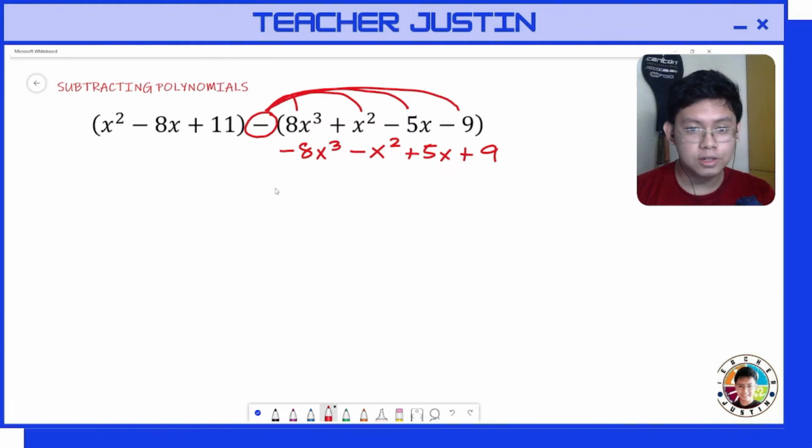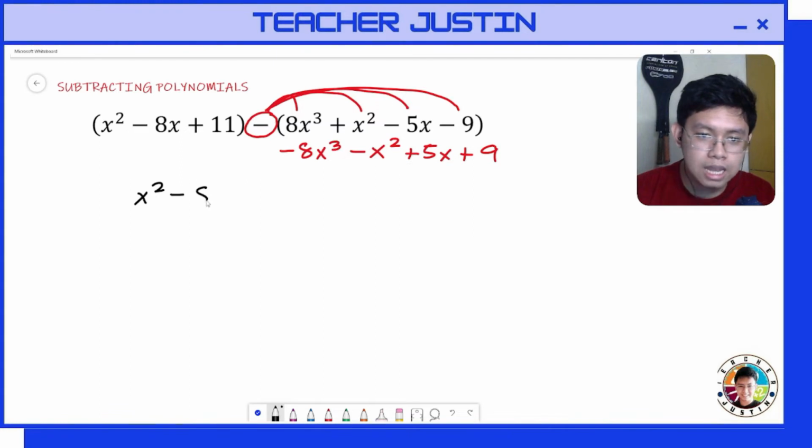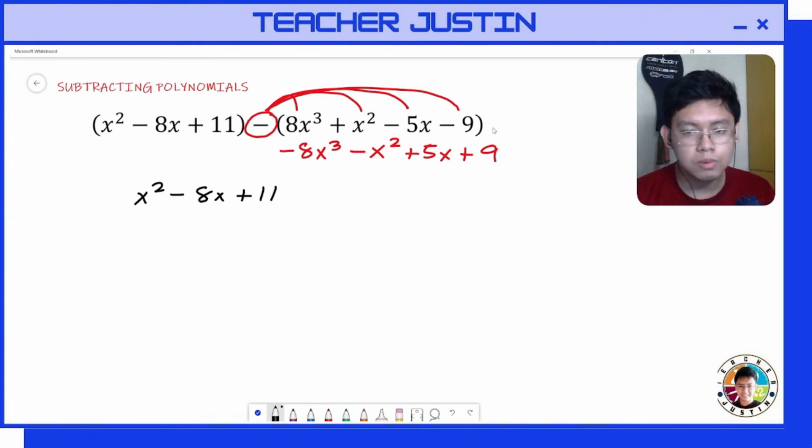Then, after applying the distributive property, we will proceed to combining like terms. So let's rewrite our polynomial in a way that we can put the similar terms together. So here, we will have our first polynomial, that is x squared minus 8x plus 11, and we're going to align it with our like terms. So after writing our first polynomial, we will pair our second polynomial to its similar terms.